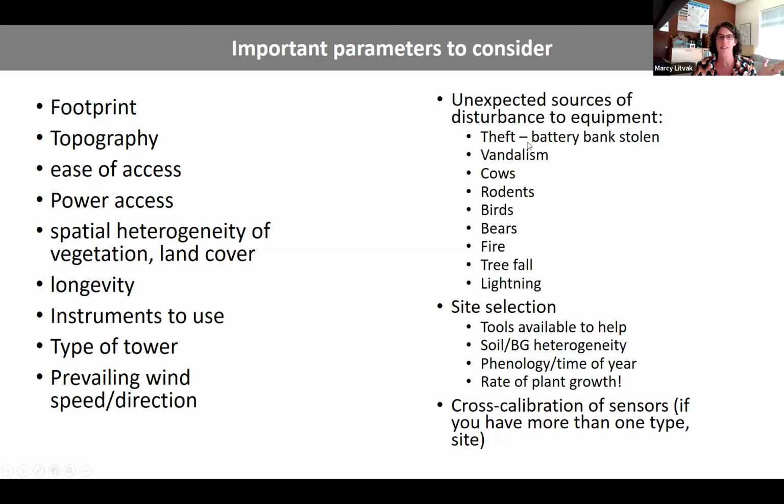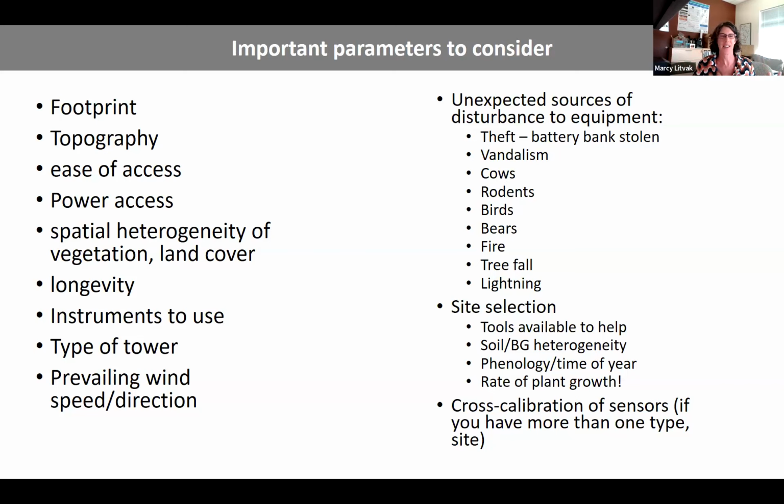Theft. At one of our sites, somebody drove up in a quad, I can't remember what they're called now, and stole all of our batteries. Because of that, we installed gates and locked all of our boxes. Cows. Those fences that Paul showed, the solar charged fences, are the perfect way to keep out cows. They can do a lot of damage.